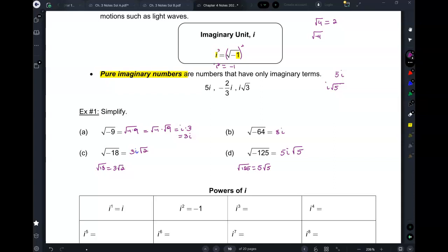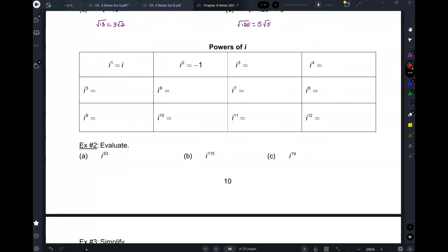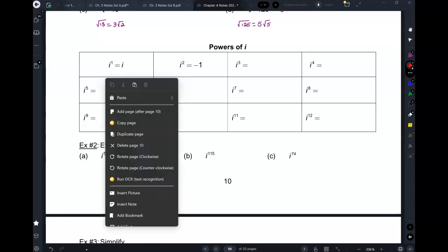If x is root 5, what's x squared? 5. All it does is cancel the root. So if x is the square root of negative 1, x squared is negative 1. Okay, so let's take a look at this pattern here then. So i to the 1 is i, i squared is negative 1.